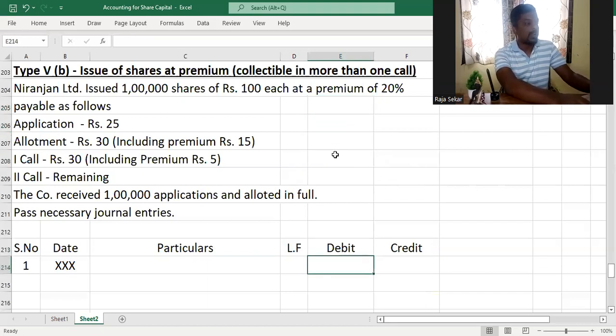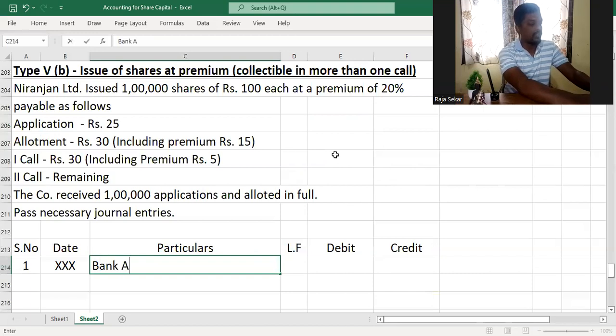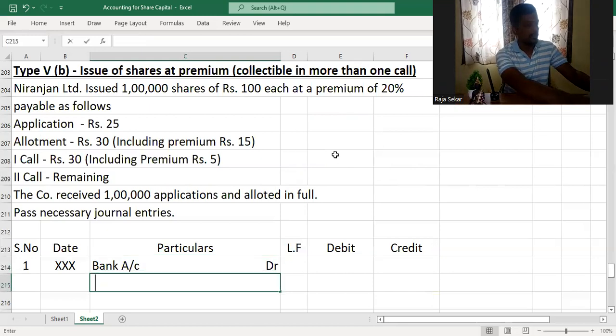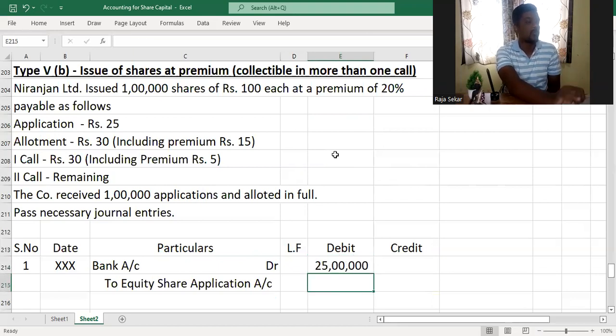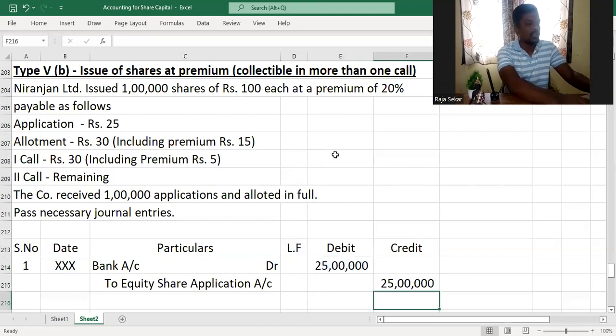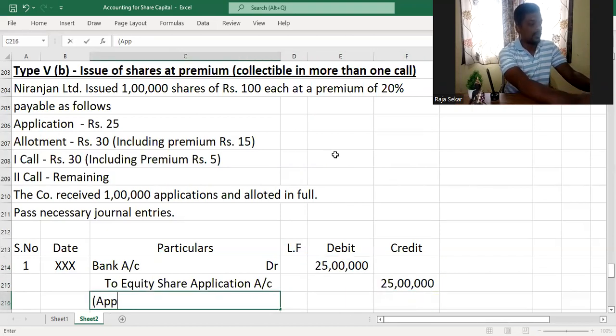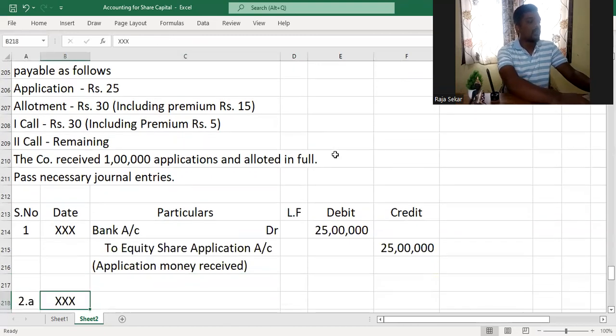And as we discussed many times earlier, the first journal entry here is going to be bank account debit to equity share application account. And that would be, my dear children, the number of applications received, which in this case is 1 lakh, multiplied by the application money per share, which is 25 rupees per share. So that is 25 lakhs. Application money received.